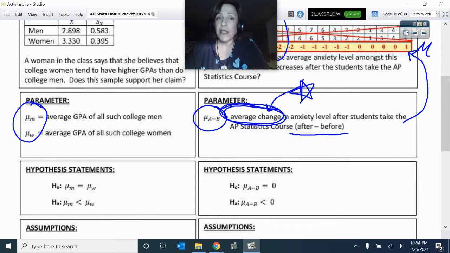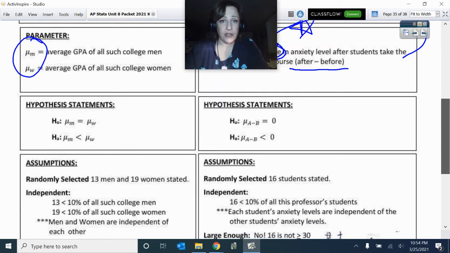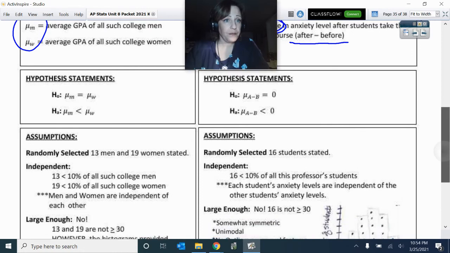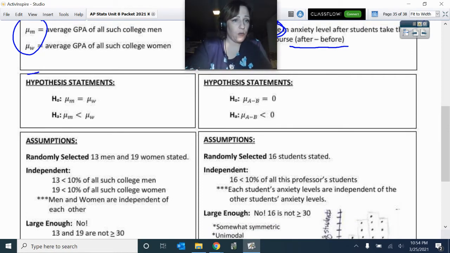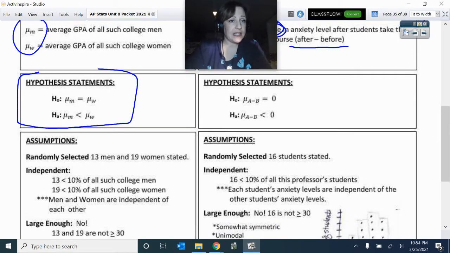Okay. So let's now look at how the hypothesis statements look different. So here we go. When we had two independent means, the null hypothesis set those two separate means equal to each other. And then the question was, do the women have higher than the men? So mu of M is less than mu of W.